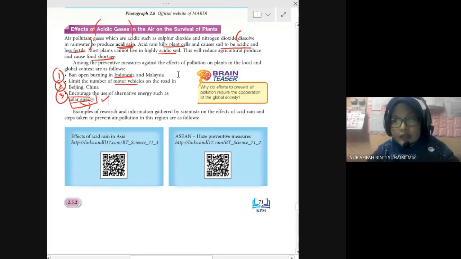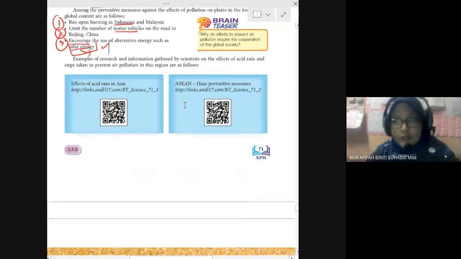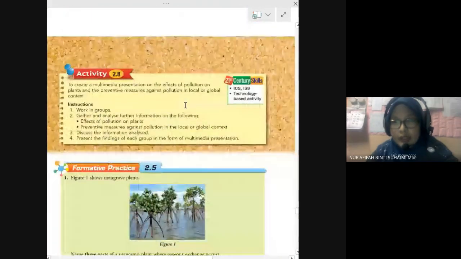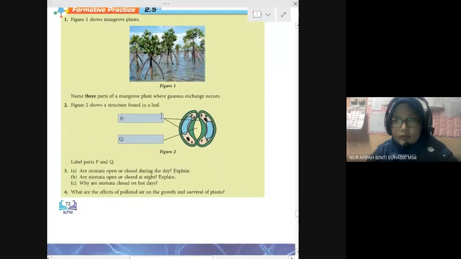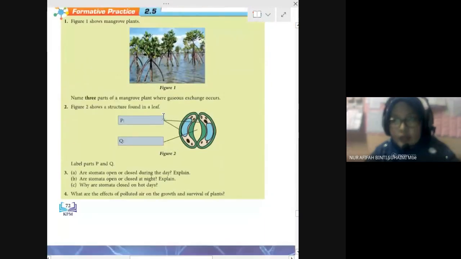Alright, this one is to reduce pollution on plants. Okay, done. 2.5. Okay, can you answer this question?